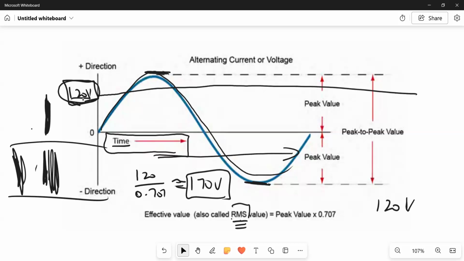And ask your friend there who is the electrician. You'll see that he's going to tell you that when he wants to know what size of fuse I should use here, right?